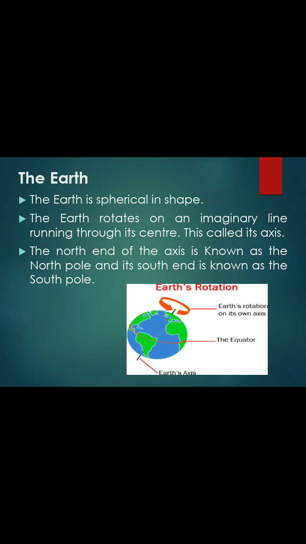So, let's talk about the Earth first. The Earth is spherical in shape, as we all know. The Earth rotates on its imaginary line running through its center. This is called its axis. The north end of the axis is known as the North Pole and the south end is known as the South Pole. So this is the North Pole and this is the South Pole. This is the axis of the Earth. It's an imaginary line, right? This is the equator of the Earth.